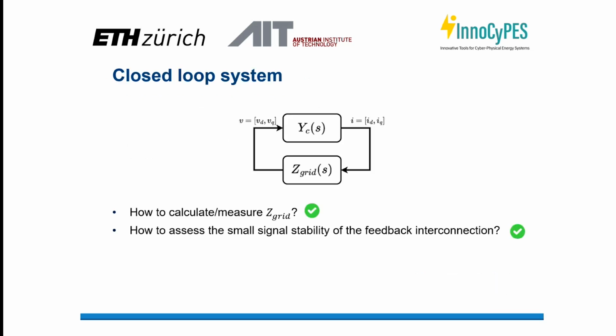So finally, we started with this feedback loop. In the first session, we analyzed the admittance of the converter, and in the second session, we analyzed the impedance of the grid, and we were able to assess the small signal stability of the feedback interconnection of them both.